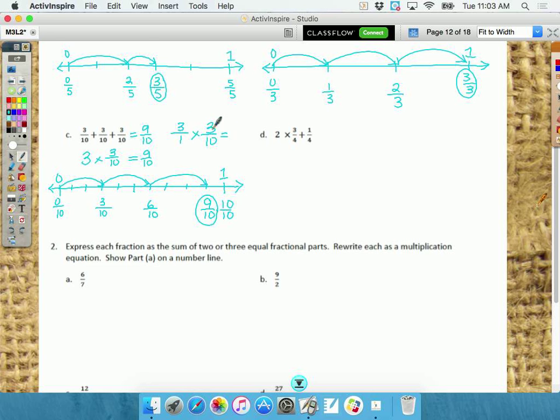So what's 3 times 3? 9. And what's 10 times 1? 10. So if that's easier for you to think of, do it that way, okay? We don't call this 3 ones, we just say 3/1.